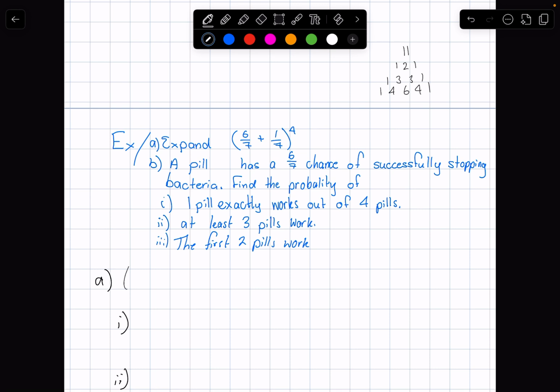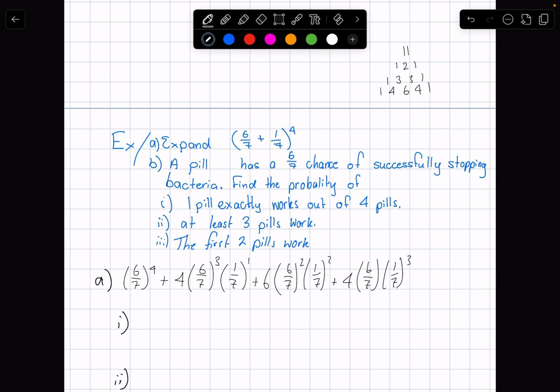So let's start with 6/7 to the power of 4 plus 4 times 6/7 to the power of 3, 1/7 is my probability of a failure, plus 6 times 6/7 squared, 1/7 squared, plus 4 times 6/7, 1/7 cubed, plus 1/7 to the power of 4. So that is my binomial expansion there.